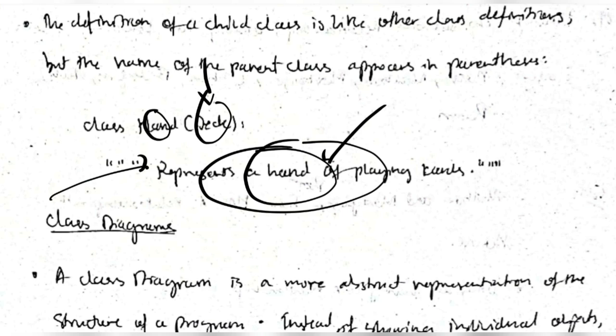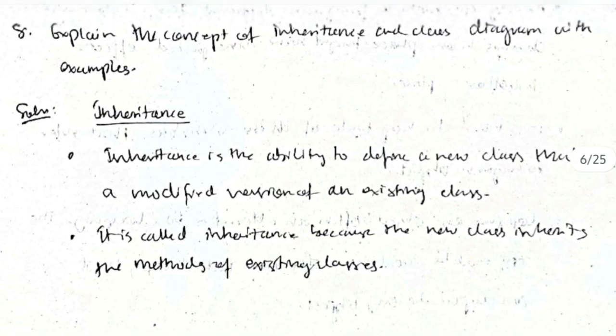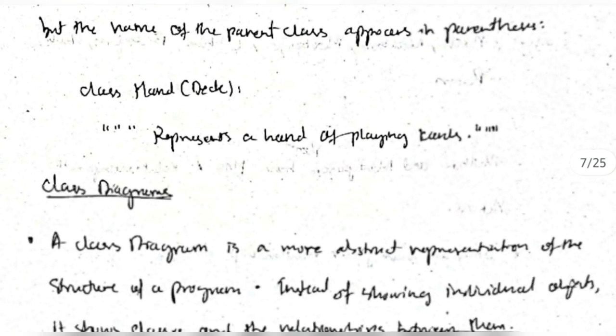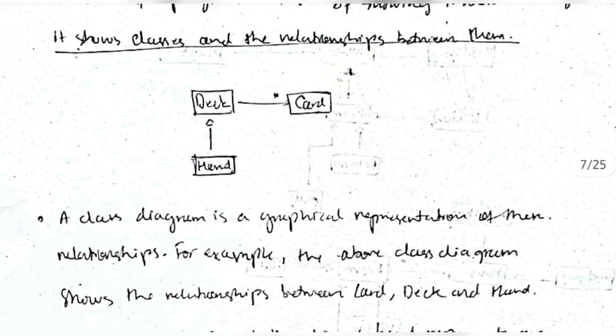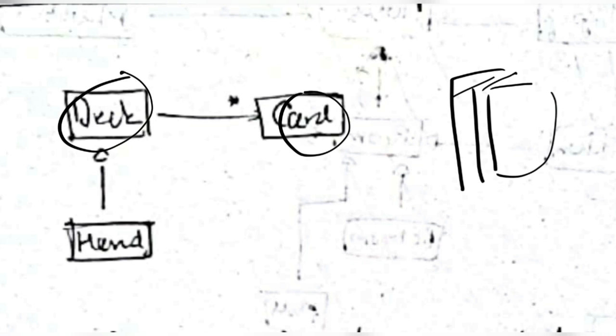And the next one is the class diagram. A class diagram is just an abstract representation of the structure of the program. It shows the classes and the relationships between them. See here, the classes are as follows. There is a card here, and if I create 50 cards, it will be a deck of cards. So that deck of cards is represented as follows. You have to write deck here, and card here. How are these both related?